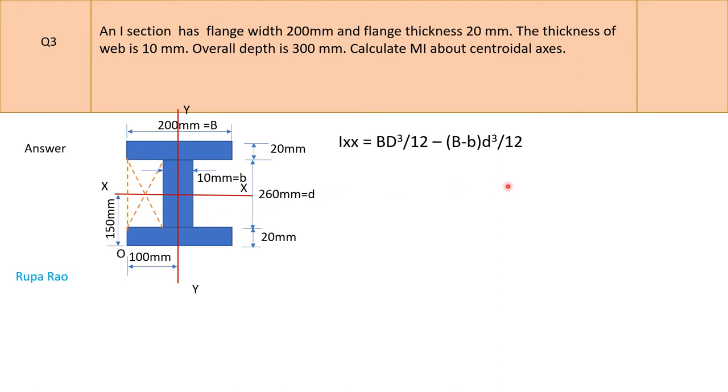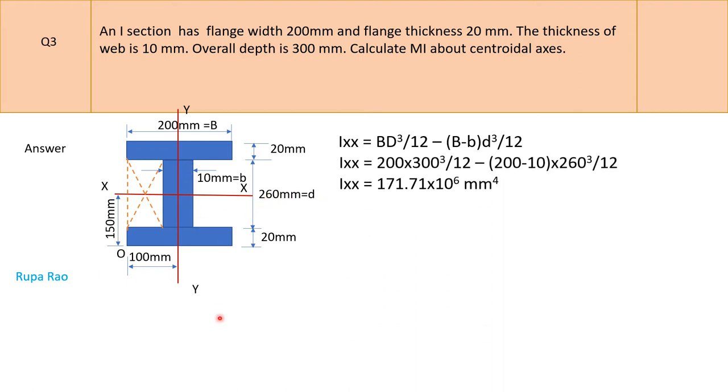That is 260 here. Substitute the values. I substitute the values here. Ixx is equal to capital B 200, total depth is 300, its cube divided by 12, minus capital B is 200, small b is width of this web, that is 10. So 200 minus 10 into small d is this 260, height of the web. So depth of the web 260 cube divided by 12.